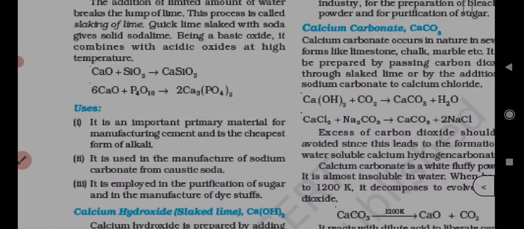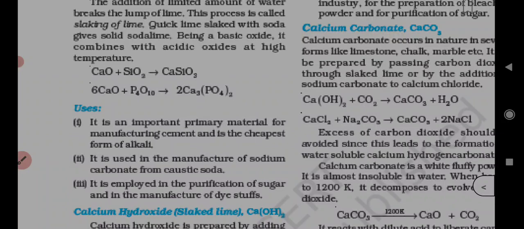It is used in the manufacture of sodium carbonate, Na2CO3, from caustic soda. Caustic soda is sodium hydroxide, and sodium carbonate is baking soda. It is also employed in the purification of sugar and the manufacture of dyestuffs. So in the manufacture of dyestuffs and the purification of sugars, we use calcium oxide.